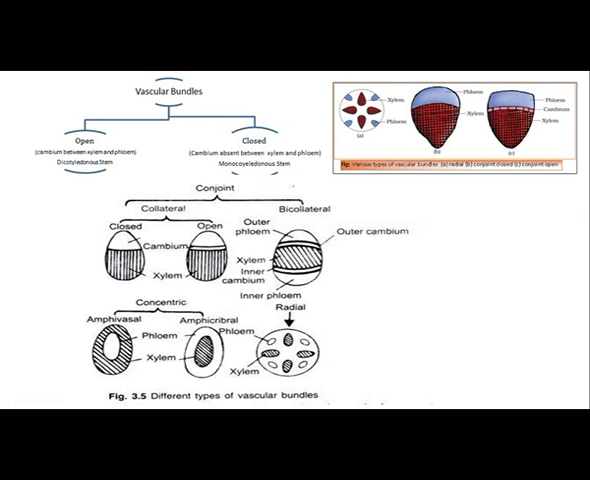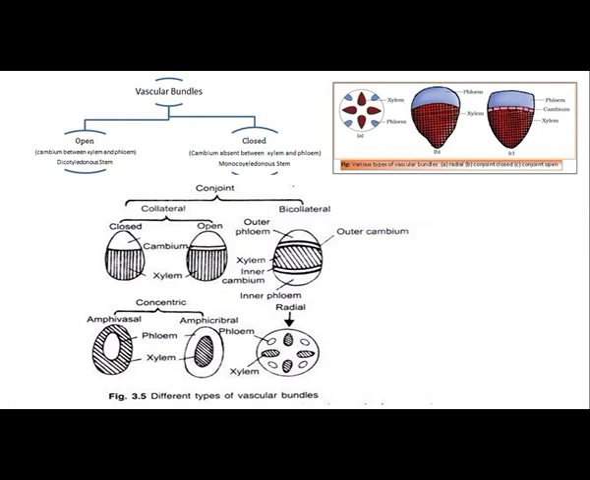Whereas in case of the bicollateral vascular bundle, in this type, the phloem strands are present on both the sides of xylem. You can see that this is the outer phloem and this is the inner phloem, and both the phloems are separated from the xylem by two layers of cambium. So that is why it is called bicollateral.